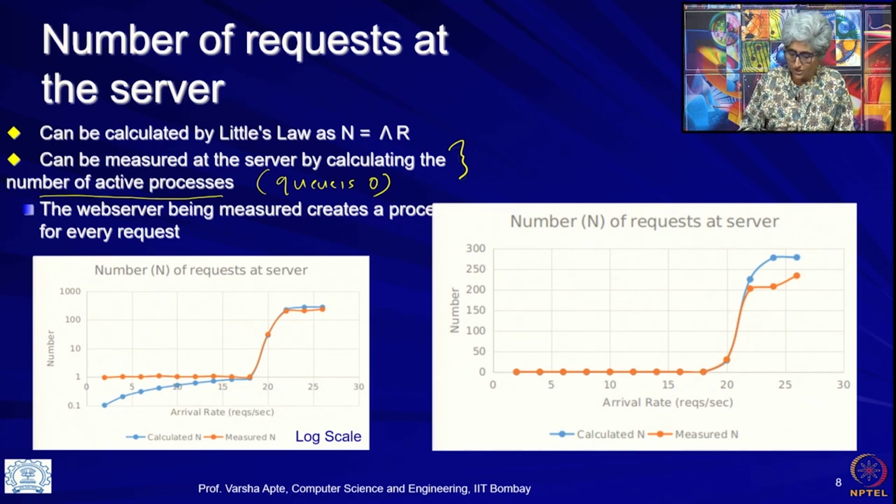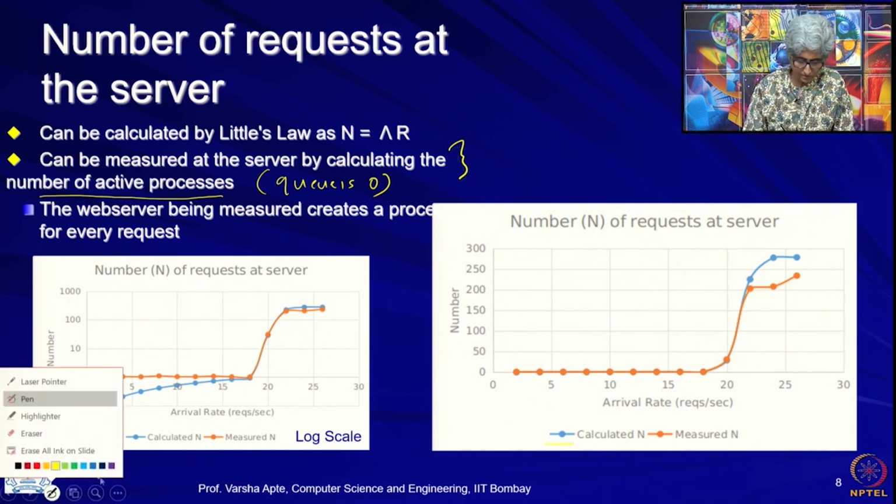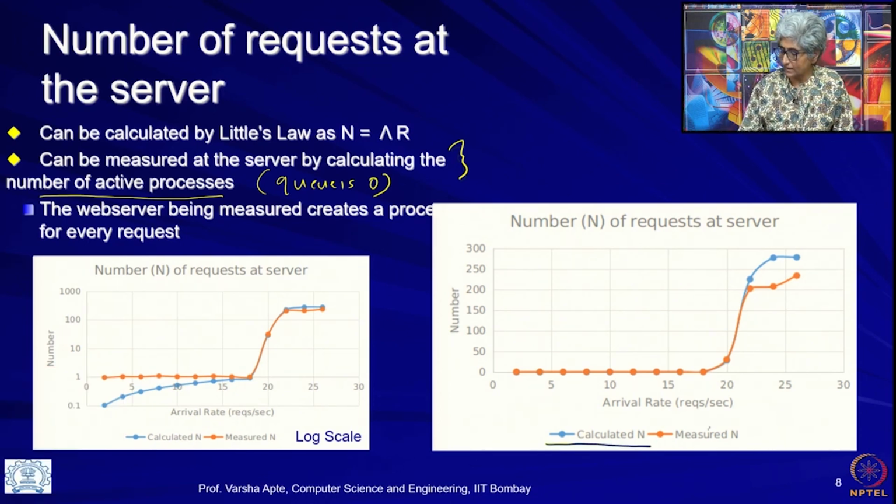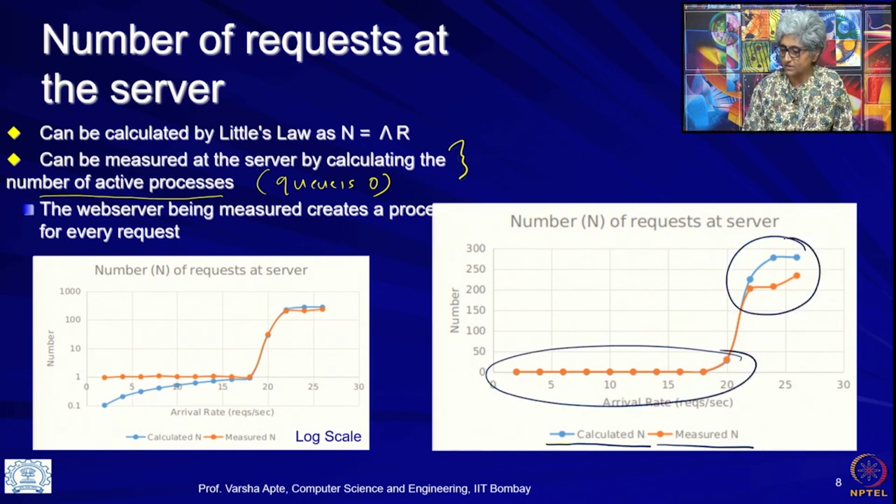So, if you measure the number of active processes, that is basically how many requests are currently at the server. This is what was done in this particular experiment, and again the blue line shows the calculated and the orange line shows the measured, and at the low values the match is amazing, and at the higher values there is some divergence, but again it is just from 240 to 270 or something like that. It is really not bad if you needed this to just do some sizing of say memory or some other requirement of those many requests at the server.